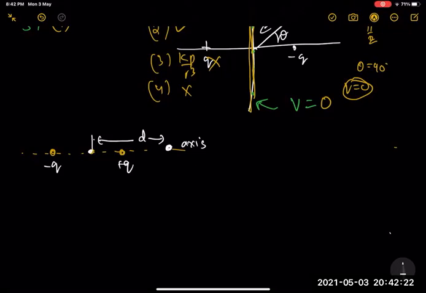So we need the electric field on the axis of a dipole. What is the electric field on the axis of a dipole? How much is it? Do you remember the formula? Please go to your result page and tell me the electric field on the axis of a dipole.